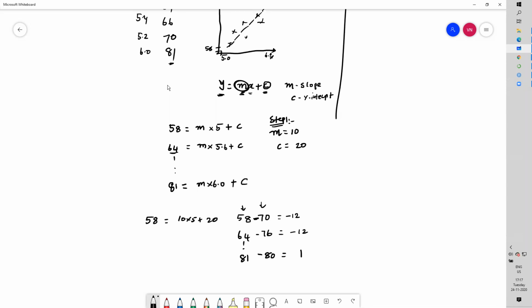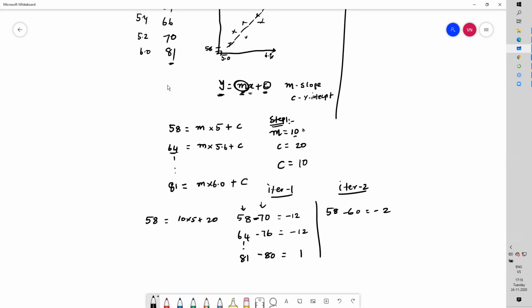Now, in the next iteration, let's say we keep m as it is. We will learn how to decrease or increase in a while, but just for the sake of it, let's say we decrease c to 10. Because we did not change the m value, 50 plus 10 becomes 60. So 58 minus 60 is minus 2. So this is iteration number 1, and this is iteration number 2.